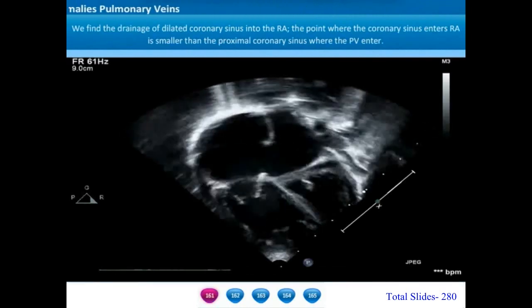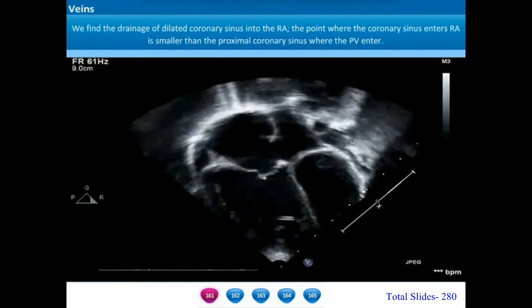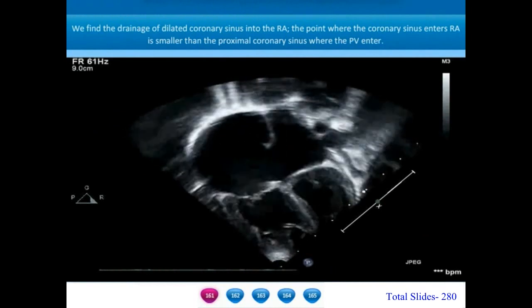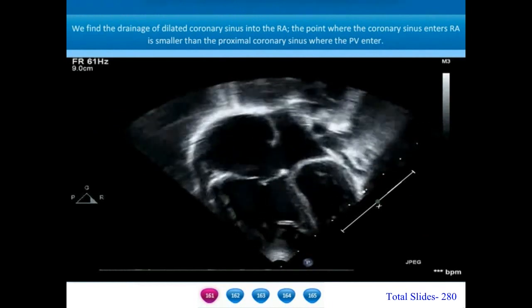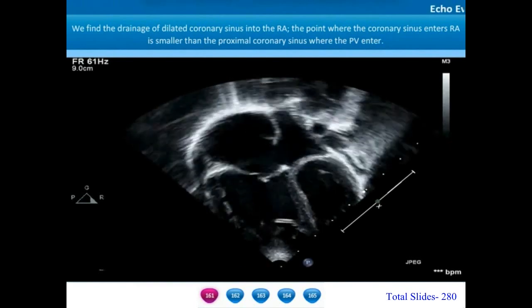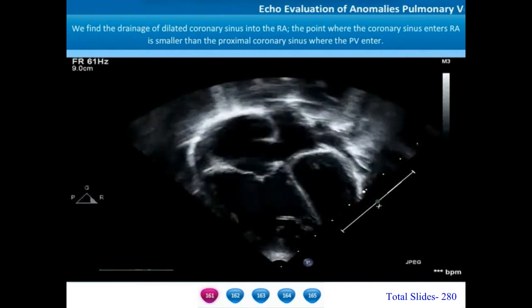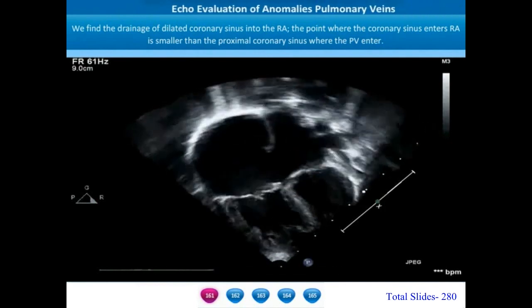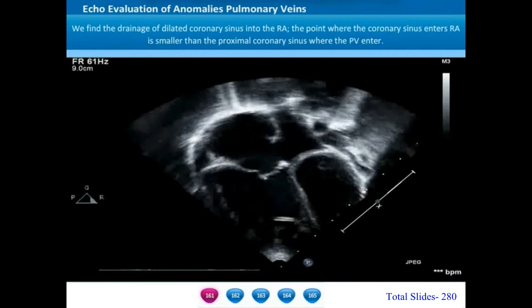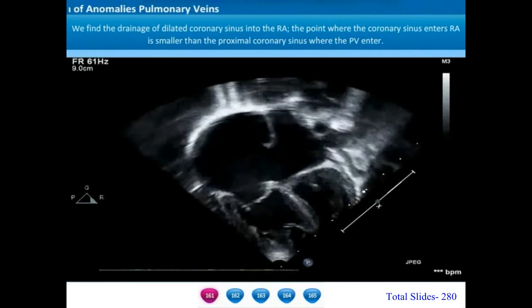This is how you will see a coronary sinus TAPVC from the apical 4-chamber view. The coronary sinus is dilated. The coronary sinus entry point into the right atrium is the narrowest portion of the coronary sinus, and proximally it keeps dilating as it receives the pulmonary vein.